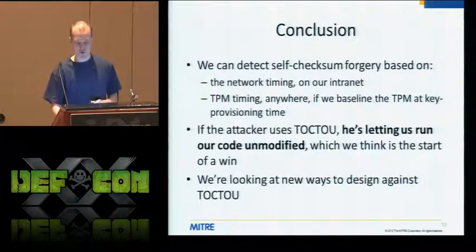All right, so in conclusion, what we've basically shown in this work is that we have a more practical system that runs on Windows XP and runs on Windows 7. We have a system where we can detect if you're modifying our self-checking code, can detect it on the intranet based on the round-trip time, and we can detect it arbitrarily based on the TPM trusted stopwatch if we baseline the time for your specific system.